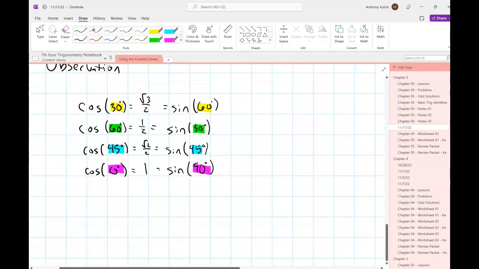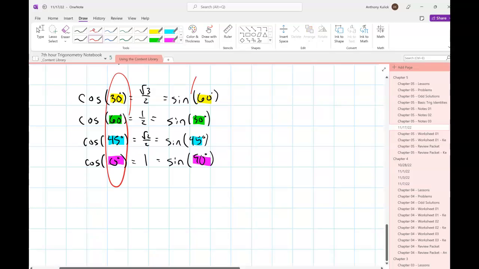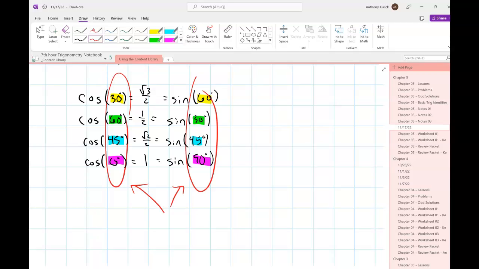Do you remember what that's called in geometry, when two angles add up to 90 degrees? Yeah! There it is. So those are all complementary angles.